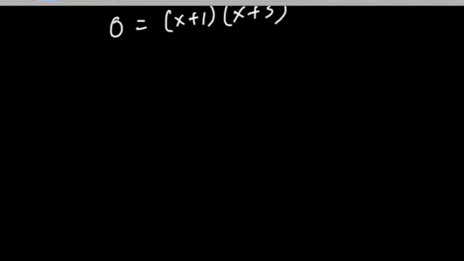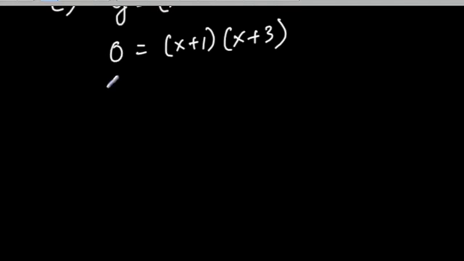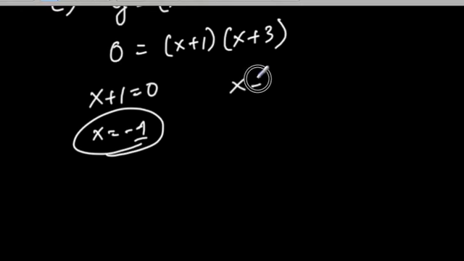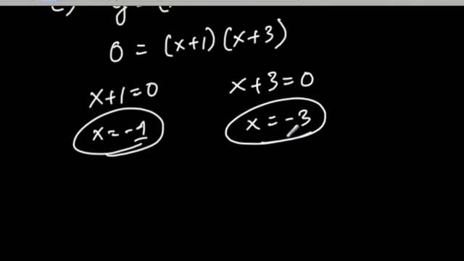Let me just scroll back up. So really, if I want to solve for x, it's x plus 1 equals 0. So x equals negative 1. That's one solution. And x plus 3 equals 0. So x equals negative 3. That's the second solution. All right, perfect.